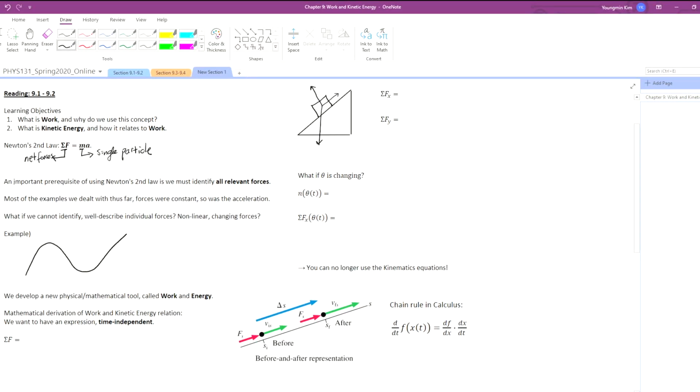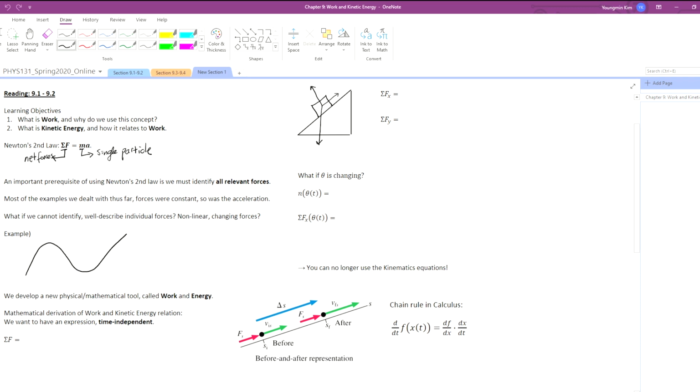All right, but the important prerequisite of using Newton's laws, particularly Newton's second law, is that we must identify all relevant forces. And this, depending on the situation, may or may not be practical. Most of the examples we dealt with thus far had constant forces, and hence so was the acceleration. And the forces were easily identifiable most of the time: force of gravity, the spring force, the friction force, etc.